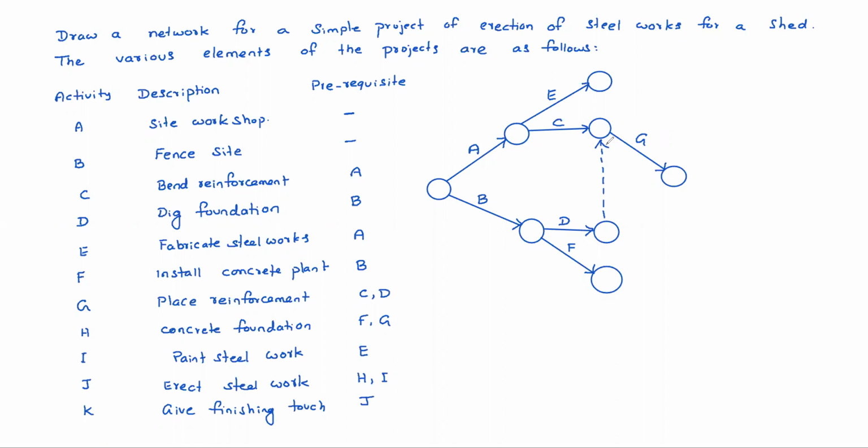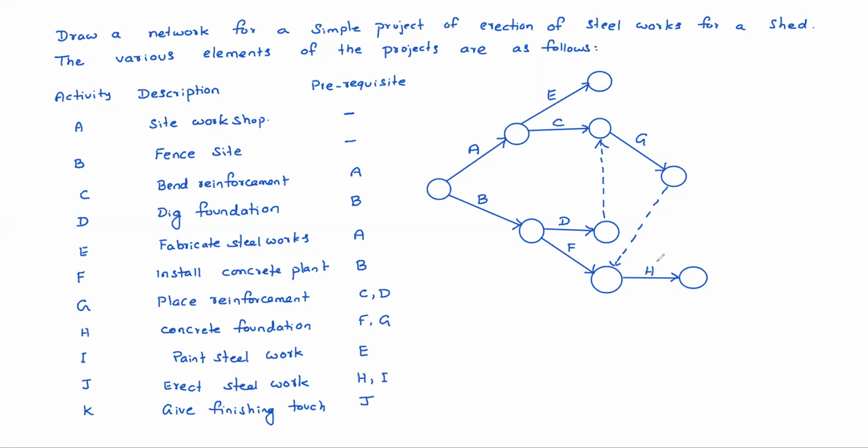Then H is depending on F and G. So H you can place here. First I'll put F, then to get the G dependency I'll have a dummy activity here. This is H.